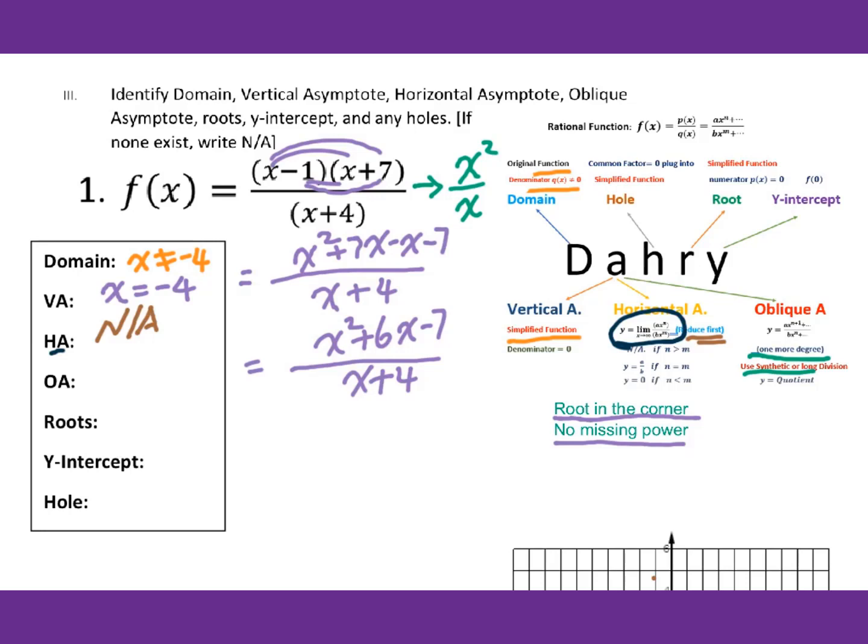Root in the corner means the denominator we set up equal to 0. So x equals -4. I will put the -4 in the corner. No missing power. We check x squared, x, constant number. So we got the 1, 6, negative 7.